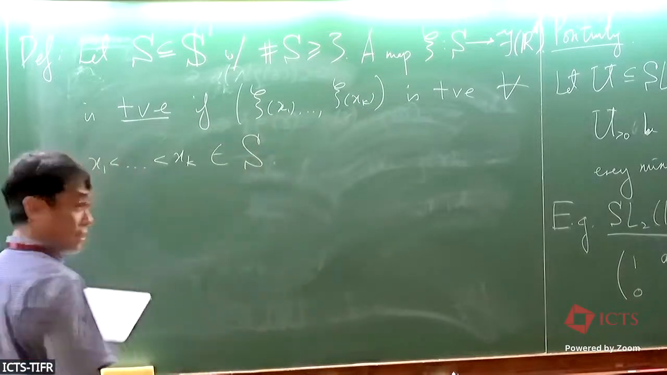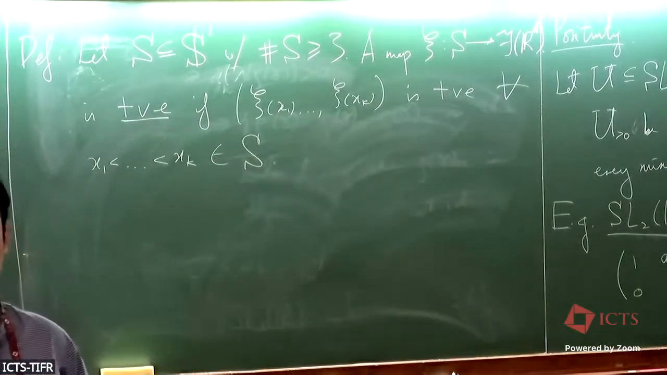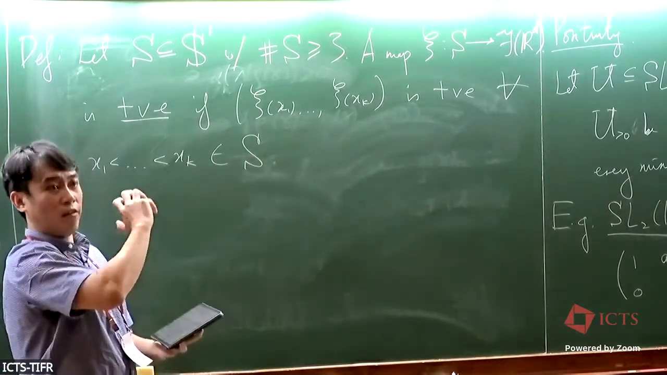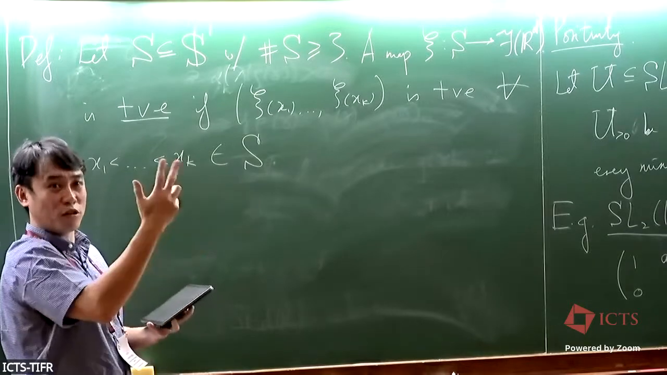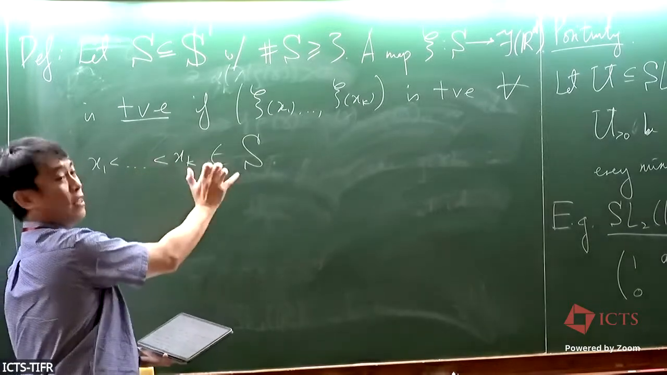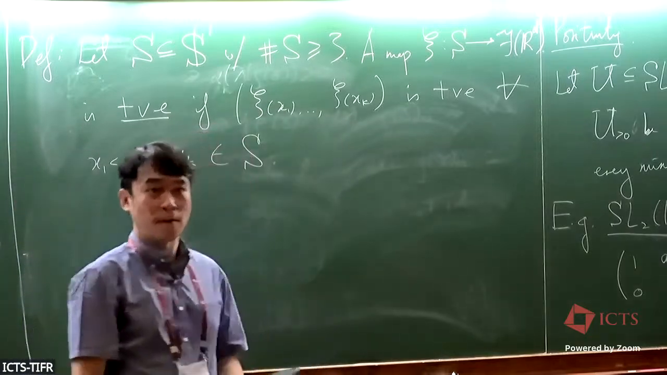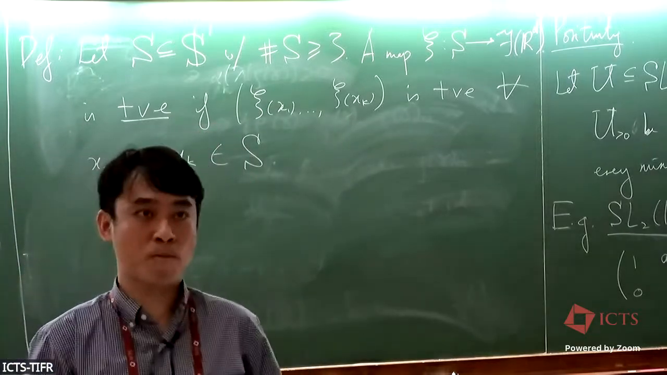So S is a subset of a circle. There's a cyclic order on S, right? So what this is saying is, I say a map is positive if it preserves the cyclic order in the positivity sense. So when it takes a positive tuple in S, meaning a cyclic order tuple in S, to a positive tuple of flags.